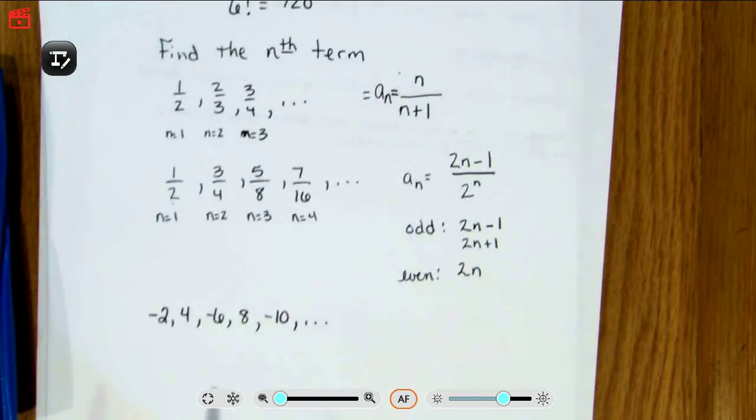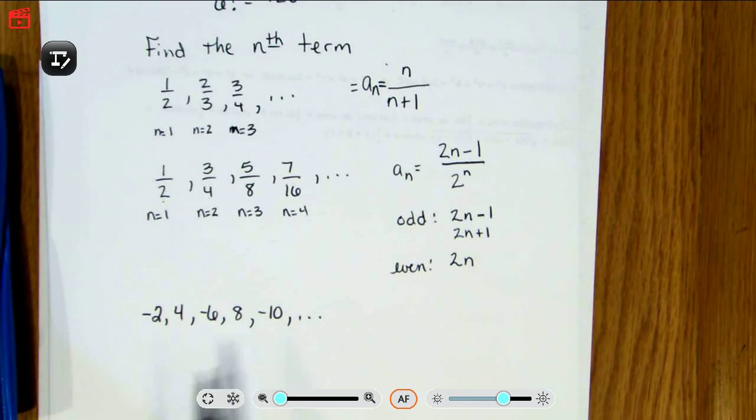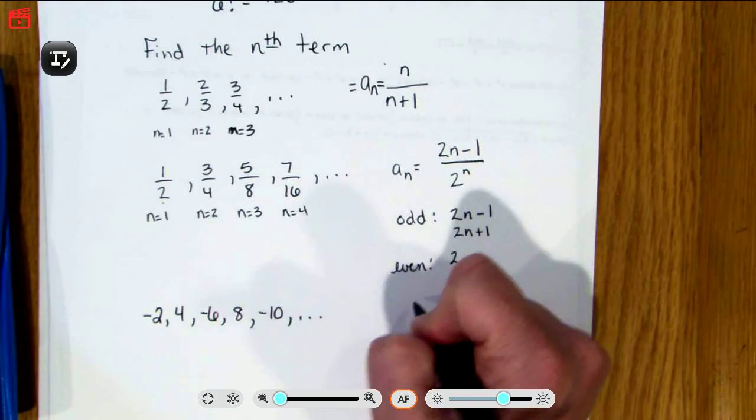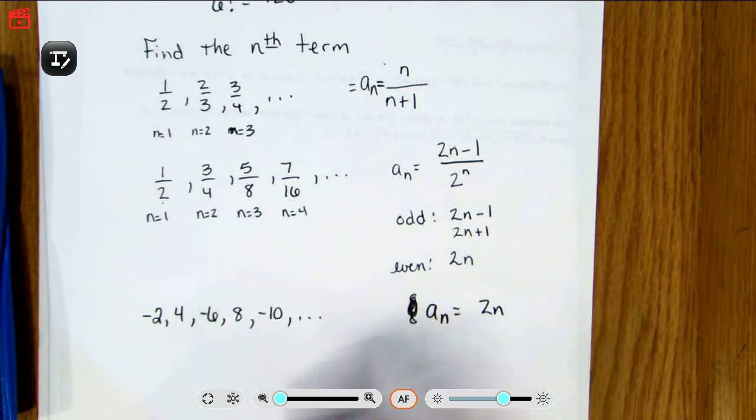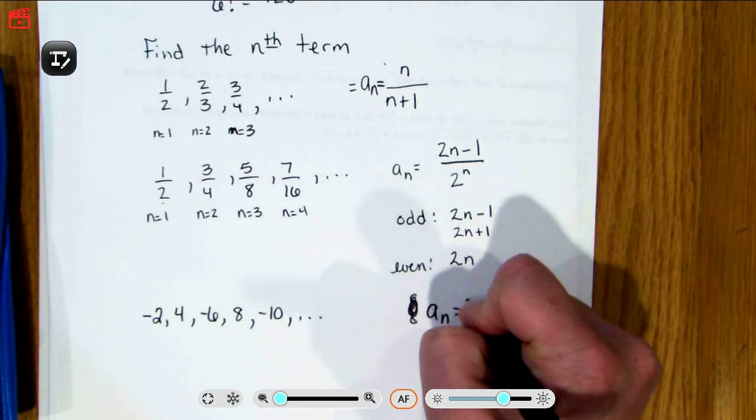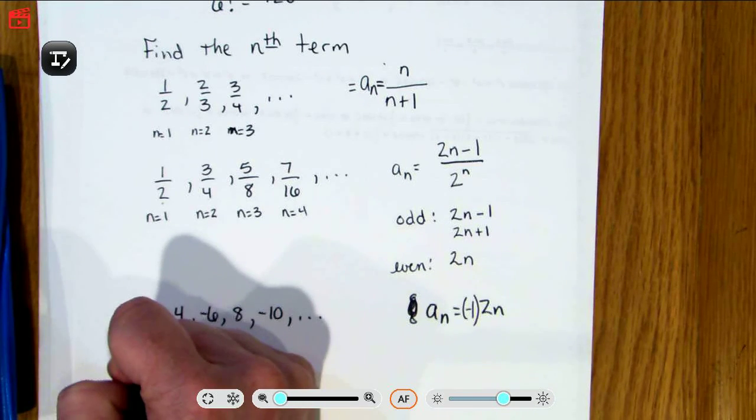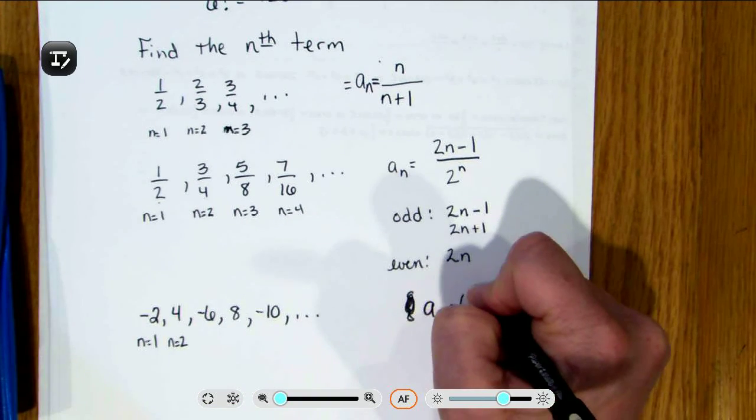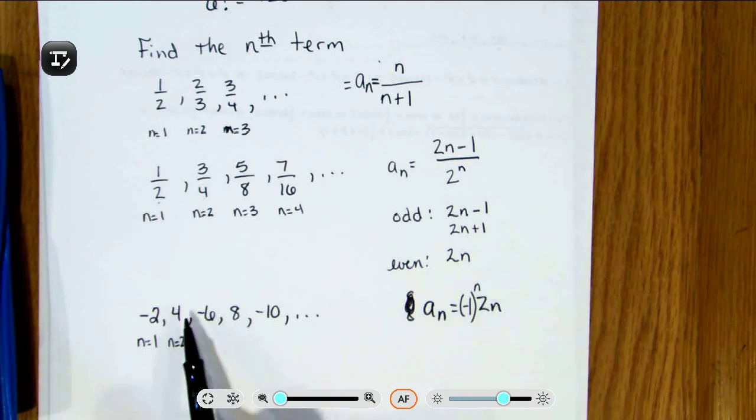Okay, so we have negative 2, 4, negative 6, 8, negative 10. If you notice, these are our even numbers. So we do get that 2n that I just mentioned. However, we also have a negative, then a positive, then a negative, then a positive, which means we're going to have that negative 1 in there to a power. Now we want the first one to be negative, and the second one to be positive. So I'm going to just put n here and see if it works. If n is 1, I do get a negative. If n is 2, I do get the positive.